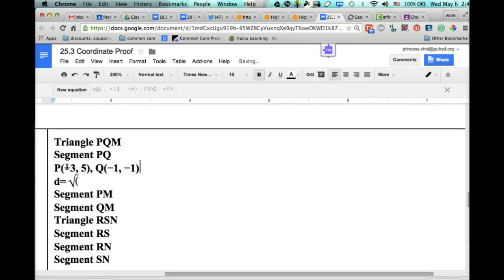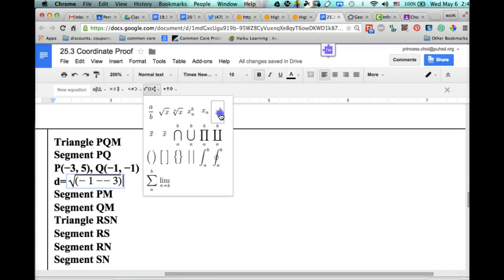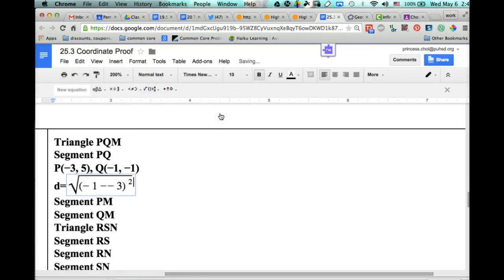So here you go. I have points P and Q, and then I'm going to put it in my formula, right? So x sub 2, which is -1, minus -3, and then you gotta square it, right? And then plus, and then y sub 2, I know, is -1, minus, and then y sub 1 is 5, close parentheses, and then you gotta square it. Right?